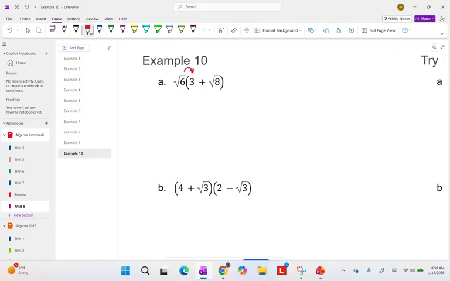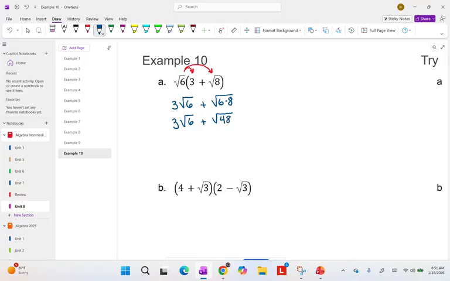We're going to multiply the square root of 6 times both things in the parentheses and see what we get. So we have square root of 6 times 3. We're going to put that 3 first, and then we'll have square root of 6. So 3 square root of 6, nice and simple, plus the square root of 6 times 8, 6 times 8. So we have 3 square root of 6, that's already simplified, plus the square root of 48.